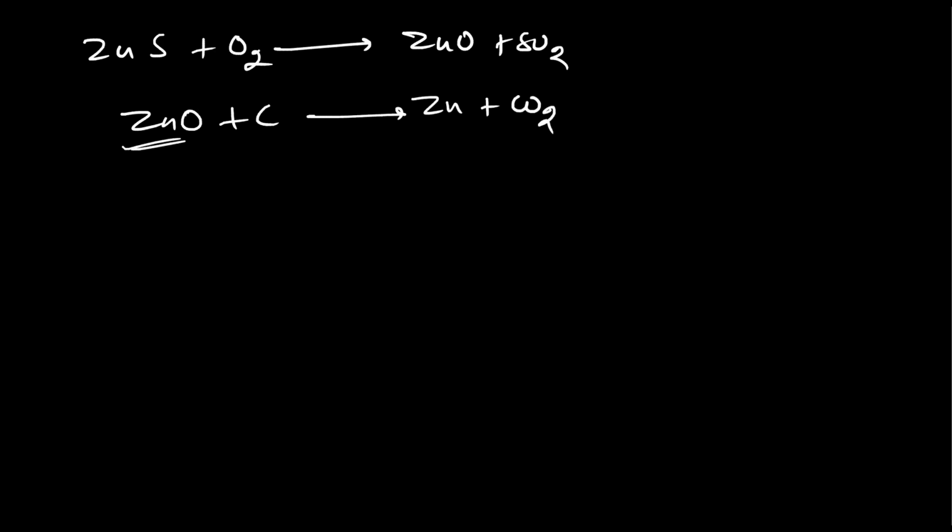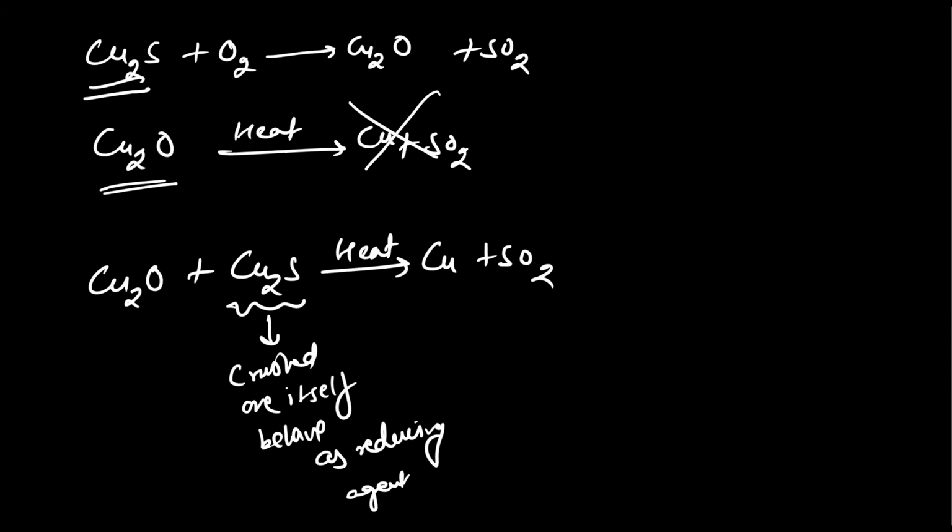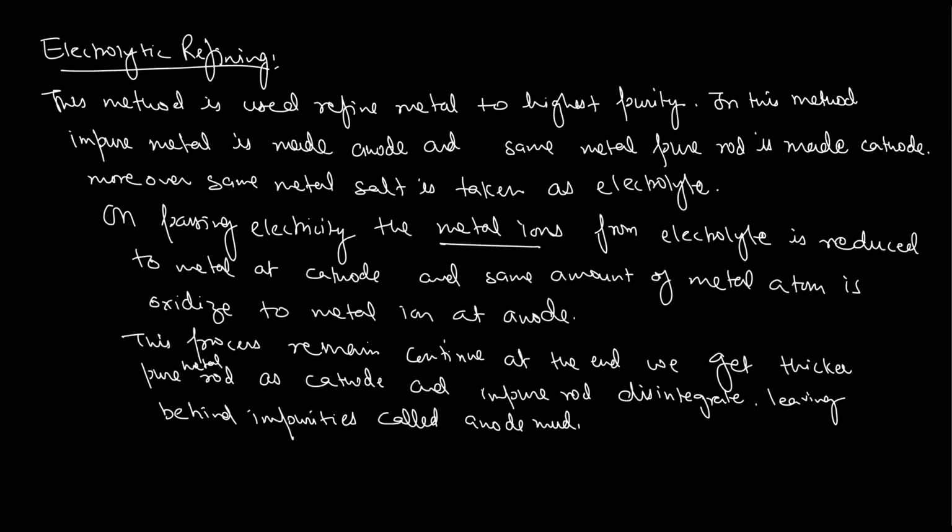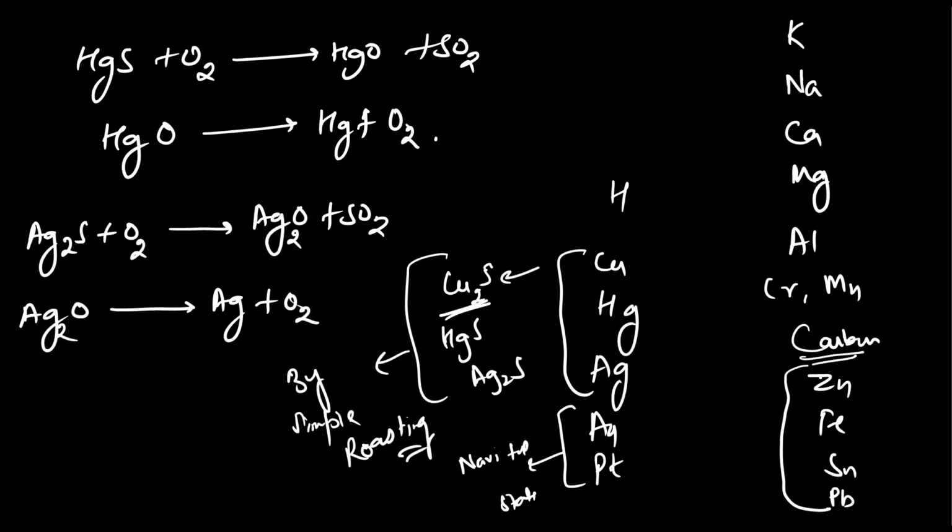So these metals, Zn, Fe, if they are in their oxide form like ZnO, like Fe2O3, because by roasting and calcination we have converted them from zinc sulfide to zinc oxide, into their oxide forms, like PbO. If they have their oxide form, they can be reduced by carbon. Reduction with carbon. These are the mid-reactive metals.